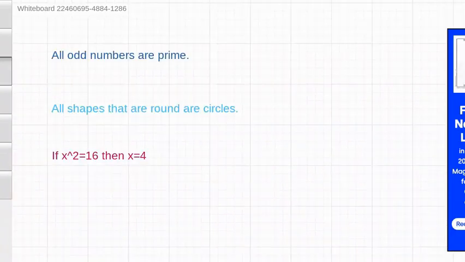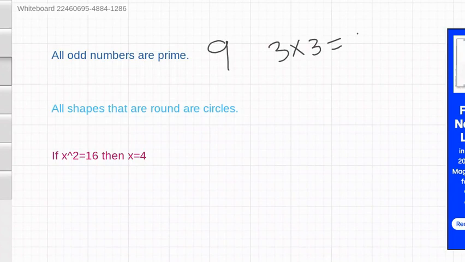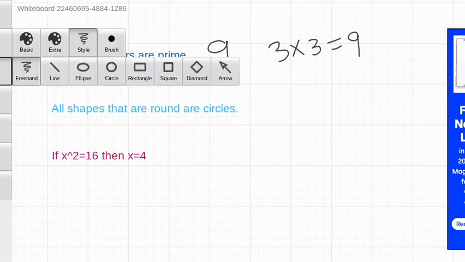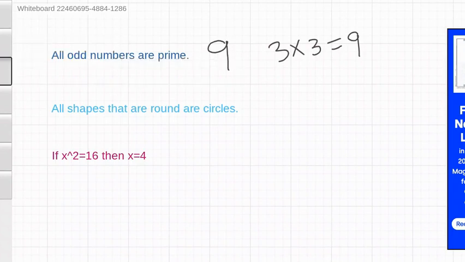Alright, let's do some practice examples. All odd numbers are prime. Is there a counterexample for this? Well, there is, and one of them is 9. 9 is odd, but it's not prime since 3 times 3 equals 9. The other one says all shapes that are round are circles. Well, let's go to our trusty little shape. And ovals are round, but they're not circles. So our counterexample would be ovals.